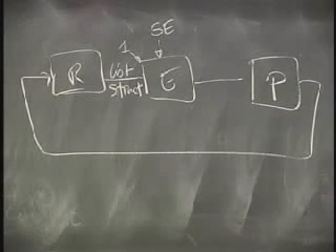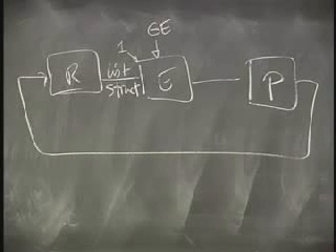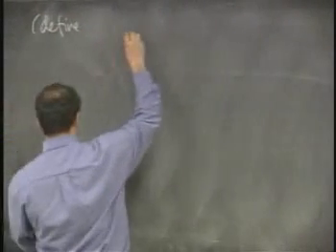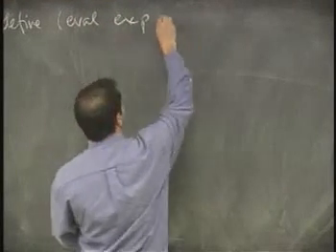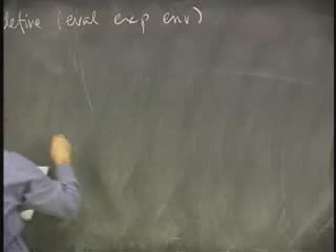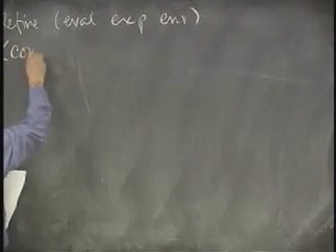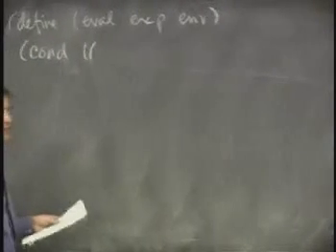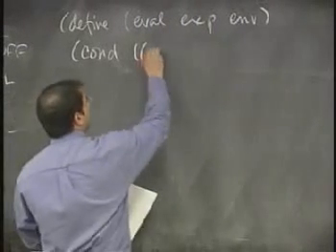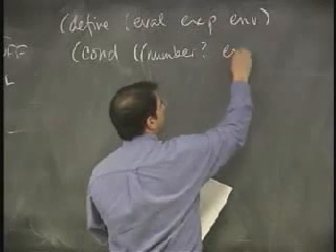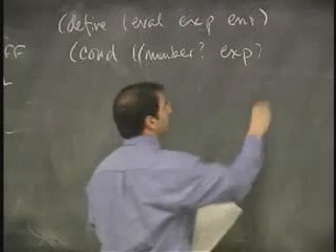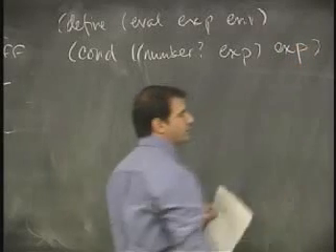I'm looking at the code now. I should write this down. Define eval expression environment. Now, where is this going to? The first thing we have is a cond, which is a big dispatch. If we have a number coming in, that's what we return.